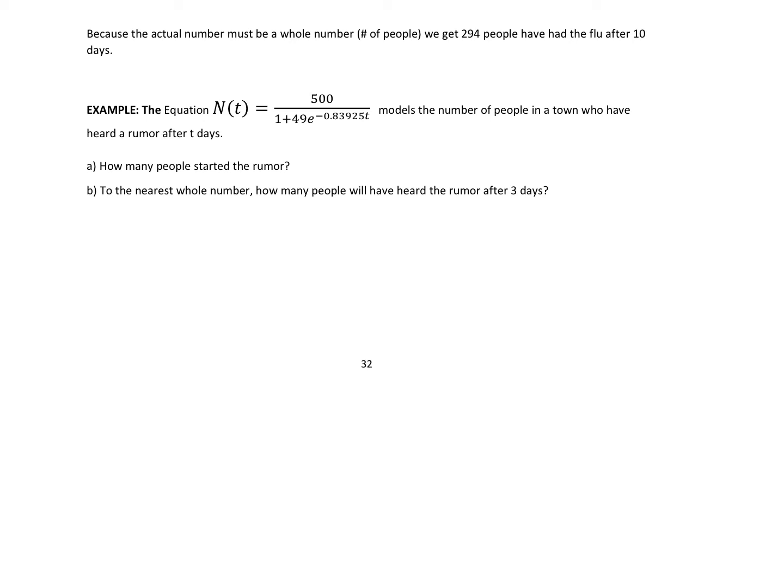To find how many people started the rumor, we're going to let t equal 0. So at time 0, n of 0 will be 500 over 1 plus 49 e to the negative 0.83925 times 0. Of course, anything to the 0 power is 1. So we now have 500 over 1 plus 49, or 50. So we're going to have 10 people initially started the rumor.